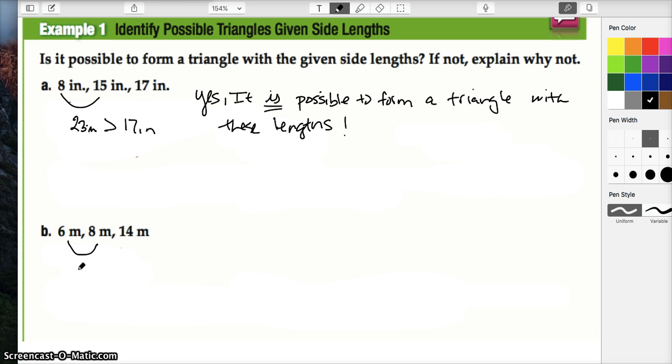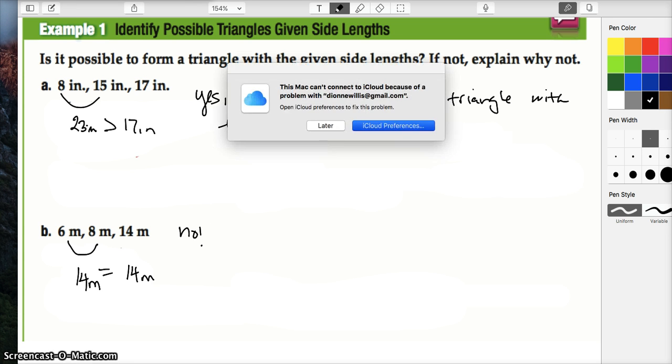Is the sum of the 2 smaller ones greater than this other side? And so 6 plus 8 is 14 meters. 6 meters plus 8 meters is 14 meters. And I have a situation where they're equivalent, which is not what I need. So no, these lengths will not form a triangle at all.